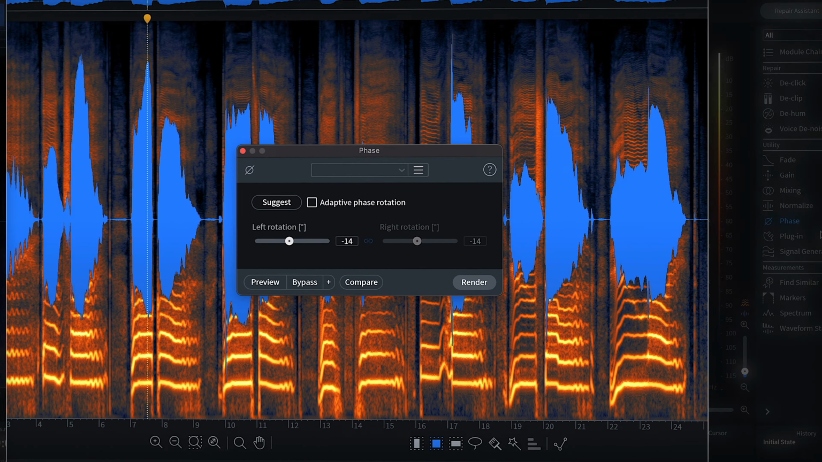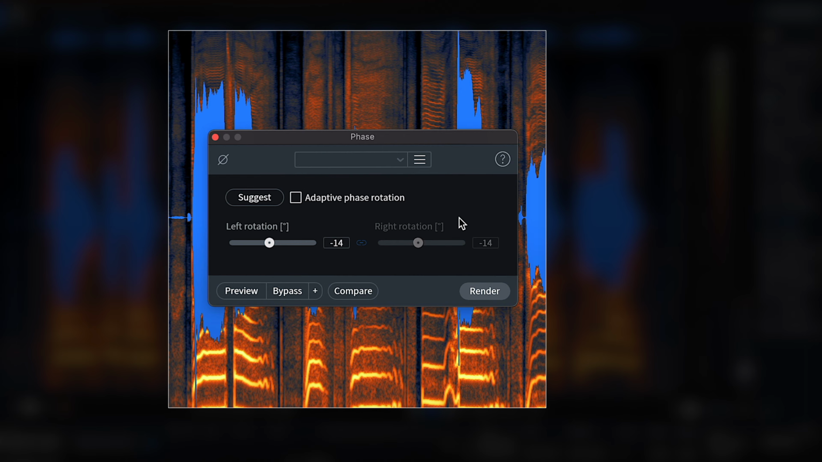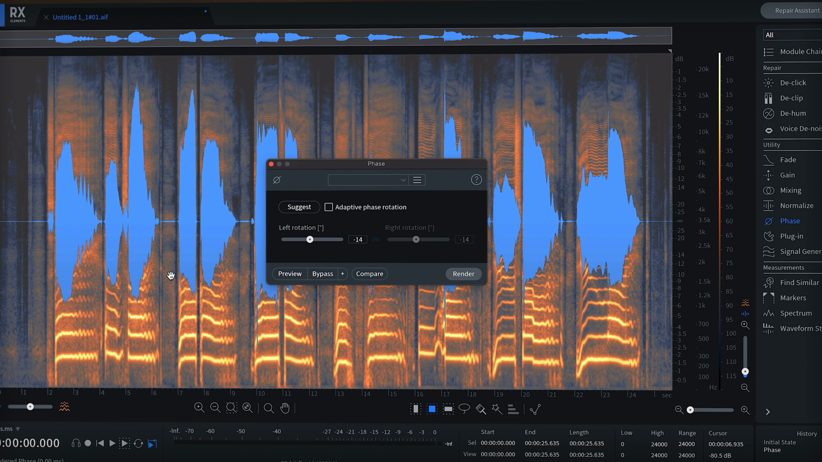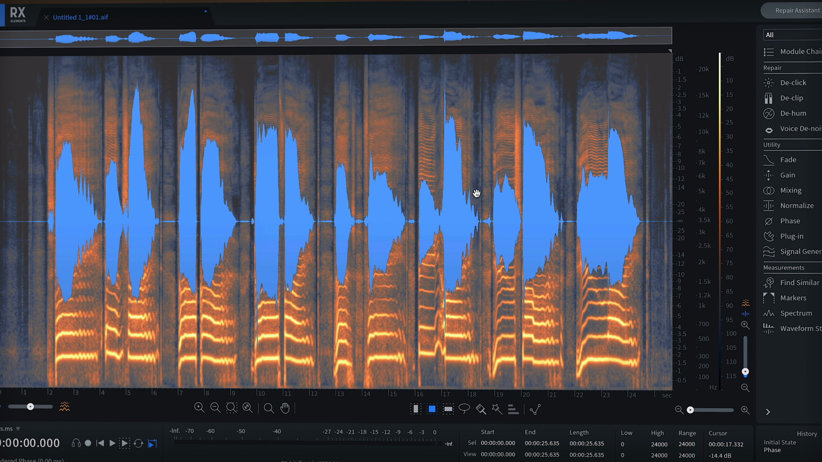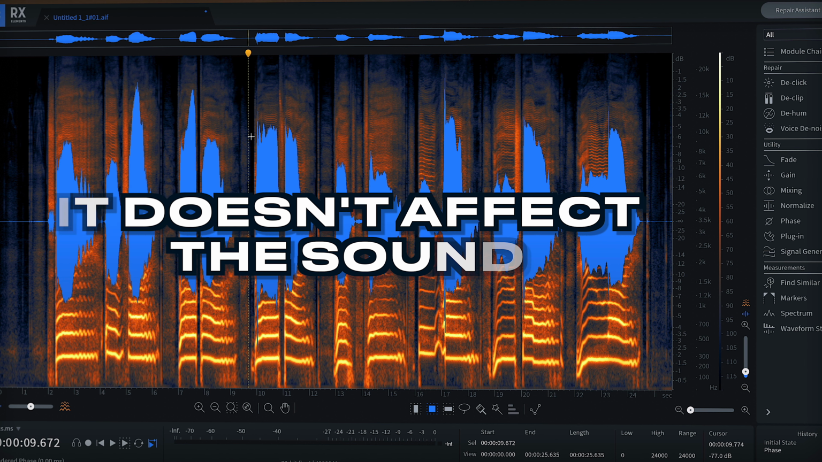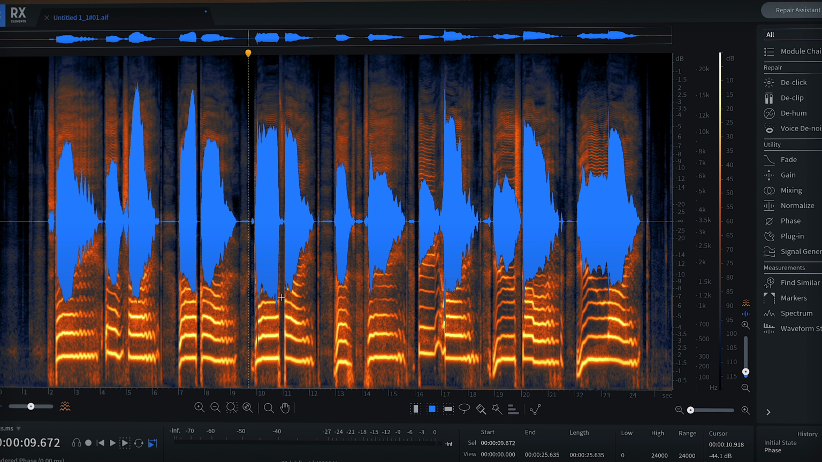Currently, the only processor that I know of that can adjust the phase rotation is iZotope's RX. Its phase module will measure the asymmetry and rotate the phase as needed. Again, it doesn't affect the sound, the amplitude, or anything like that. It only affects the relationship of peaks and troughs, but all the information is still present.